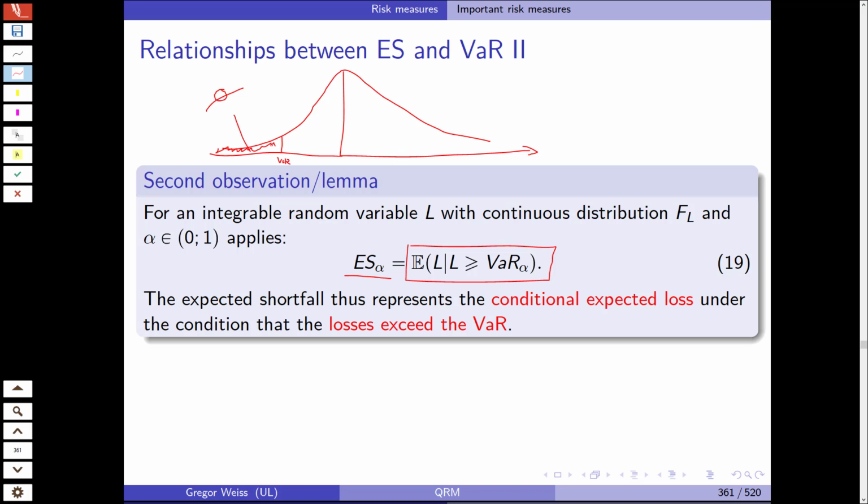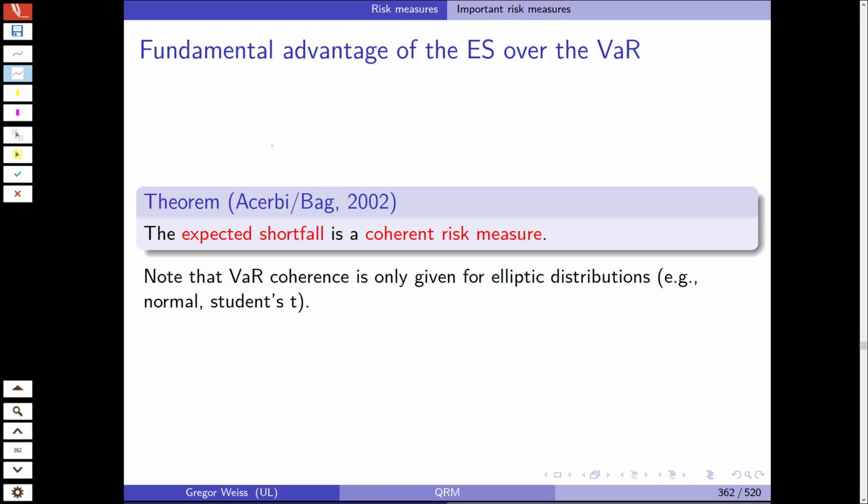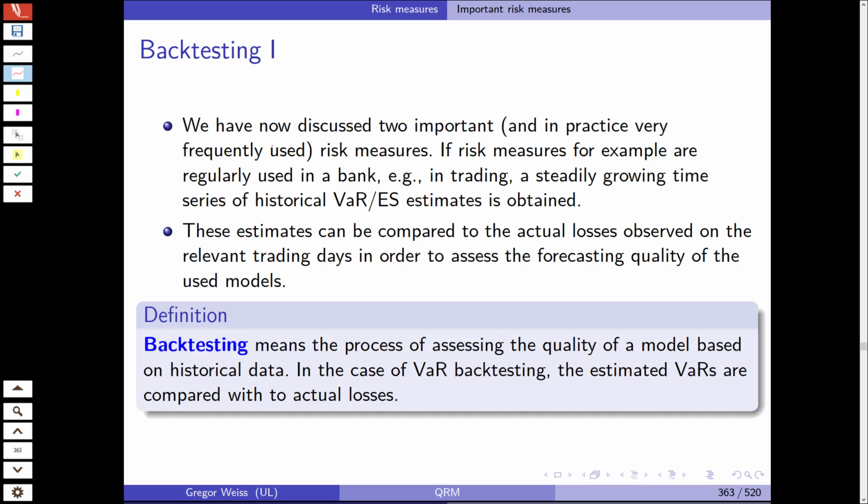And the second advantage is theoretically expected shortfall is coherent, as shown by Acerbi, I think Acerbi and Tasche, but also later on by Acerbi and Bach. So expected shortfall is coherent regardless of what distribution you're looking at. Problem with expected shortfall is it's very difficult to backtest.